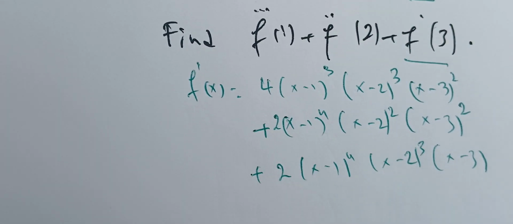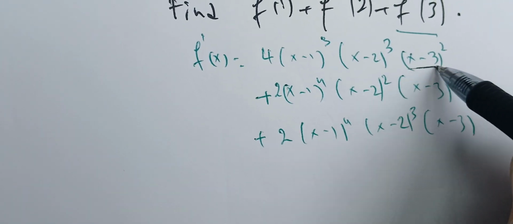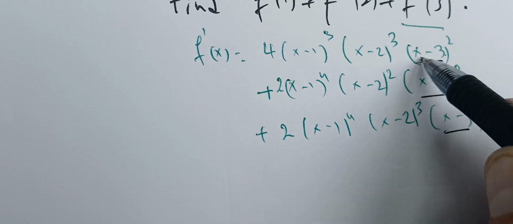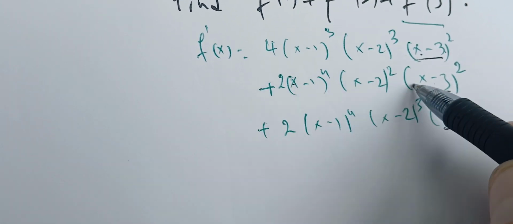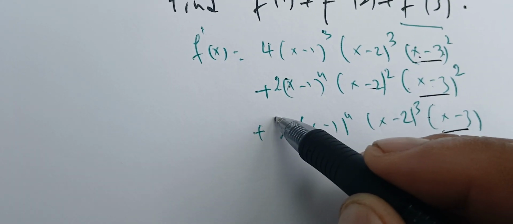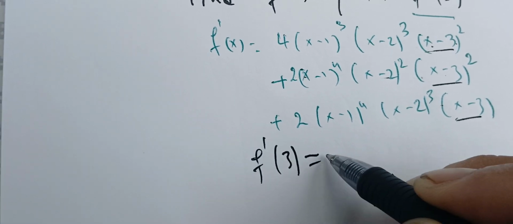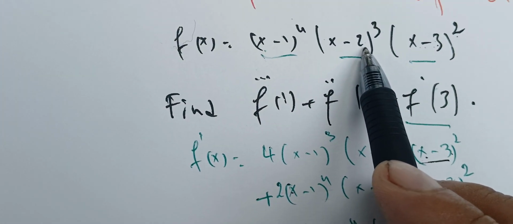Now if we evaluate at 3, we're going to see that x minus 3 is always here. So 3 minus 3 is 0. It's going to knock down all of this. The same thing here, it's going to knock down all of these ones. The same thing here, it's going to knock down all these ones. So we're going to have f prime of 3 is 0.